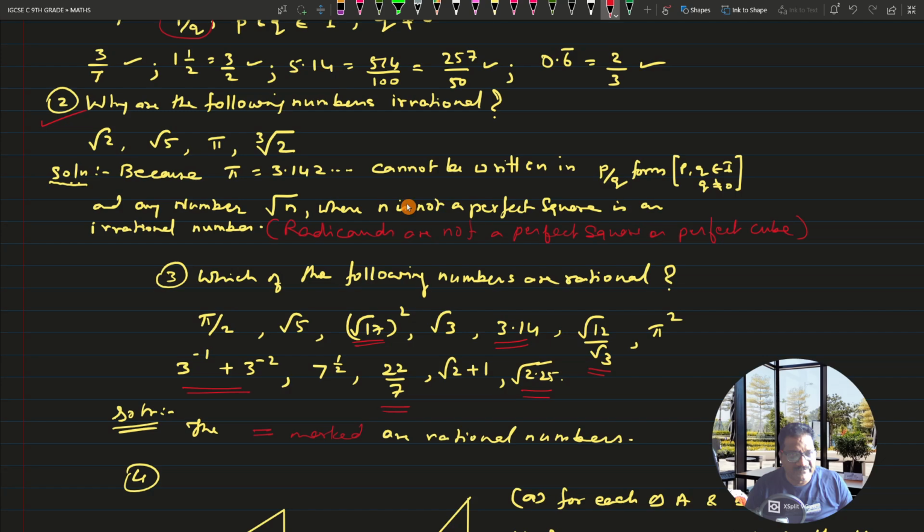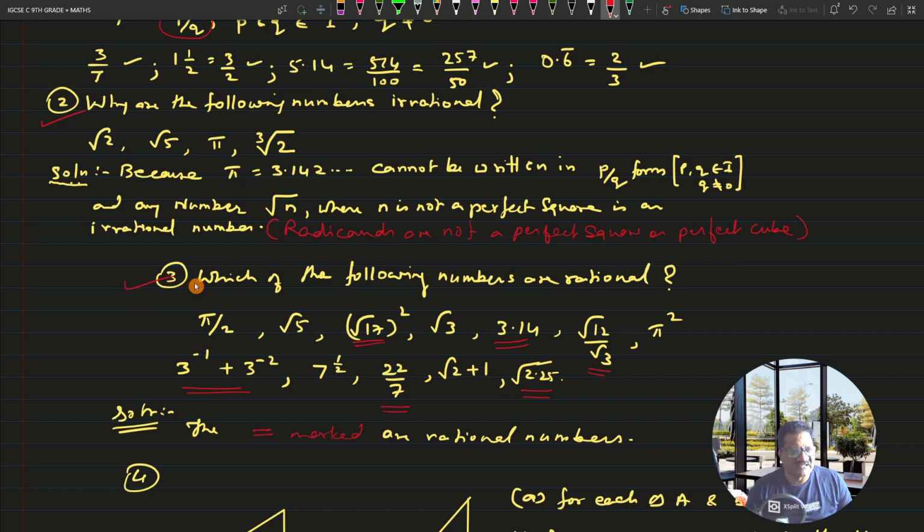If the radicand is a perfect square or a perfect cube, then that particular number will work out to a rational number. It will get converted into a rational number, so you cannot call it an irrational number. But if the radicand is not a perfect square or not a perfect cube, then definitely it is an irrational number. So this is the reasoning behind that.